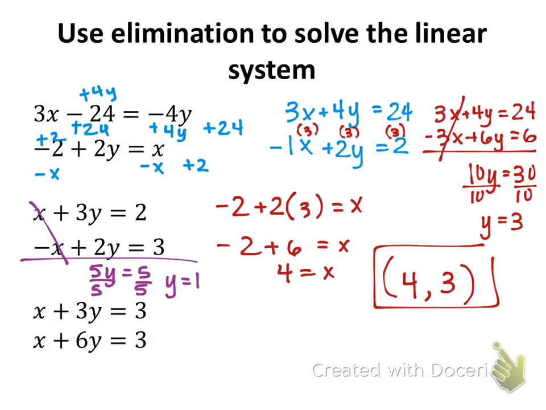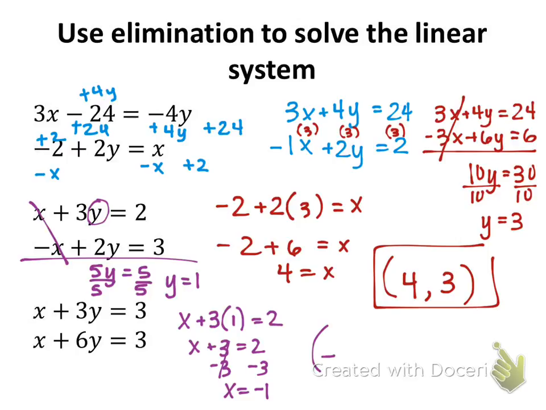So now I can take this and I can plug it back in for anywhere I see a y. I'm going to do it for this y right here because x is already positive, so it'll be easier. x plus 3 times 1 equals 2. x plus 3 equals 2. Subtract 3 on both sides, and x is equal to negative 1. So my answer is (-1, 1).